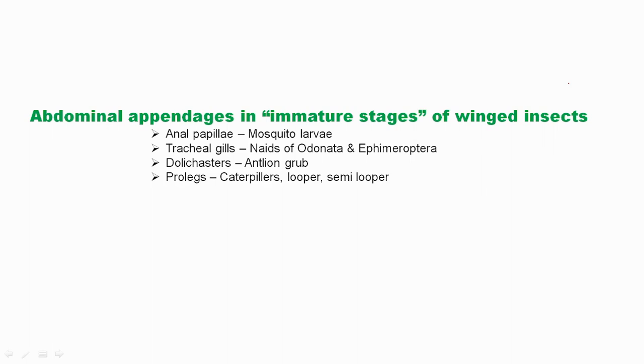Next, we are going to discuss abdominal appendages in immature stages, that is, larval stages of winged insects. This category includes anal papillae in mosquito larvae, tracheal gills in nymphs of Odonata and Ephemeroptera, dorsal casters in antlion grub, and prolegs in caterpillars, loopers and semi-loopers.